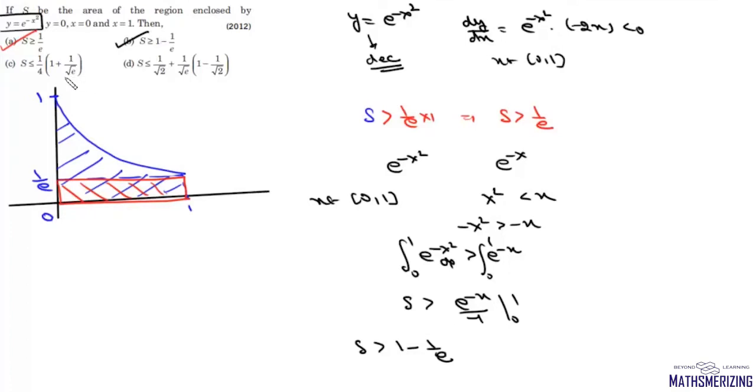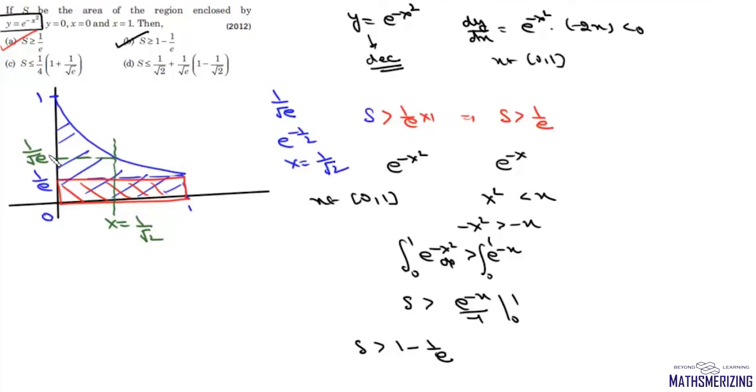Now in options C and D, what we see is 1 upon under root e, and 1 upon under root e is nothing but e to the power minus 1 by 2, and for e to the power minus 1 by 2, we have to consider x as 1 by root 2. So if we consider the value at 1 by root 2, this value will be simply 1 upon under root e.